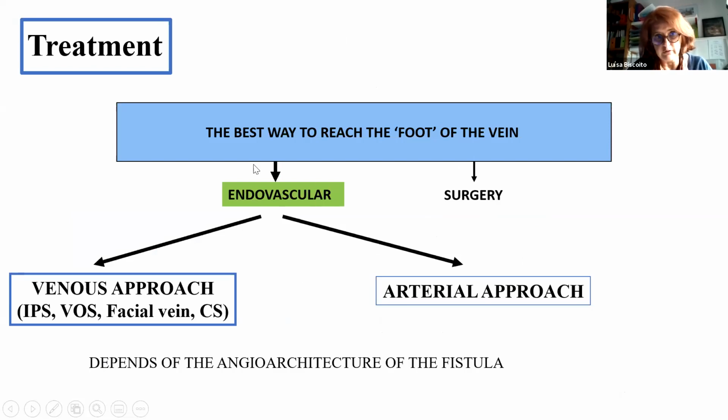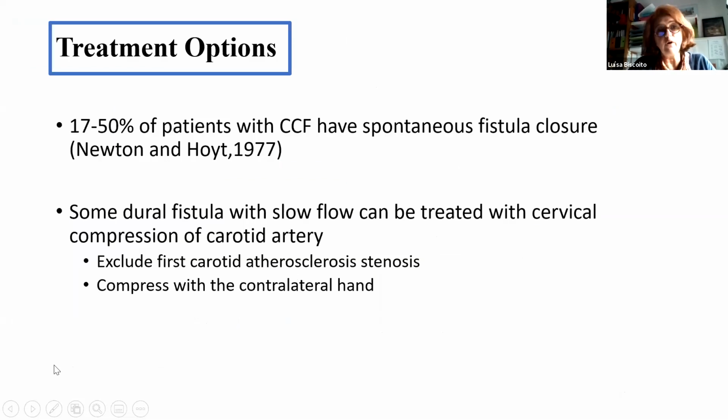By endovascular, that is what we are talking about, by the venous approach or arterial approach. Nowadays we use more the venous approach, either from these different ways or different routes, depending on the angioarchitecture of the fistula. We know that some of these patients, with this dural fistula, have spontaneous fistula closure. Sometimes they close spontaneously. Sometimes they have such slow flow that they can be treated with cervical compression of the carotid artery.